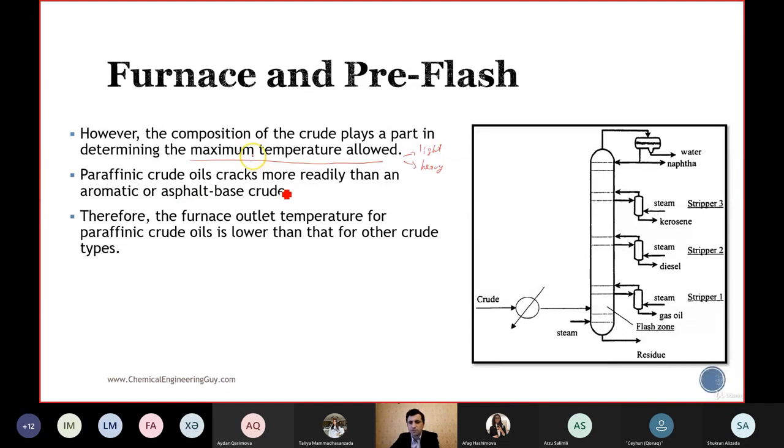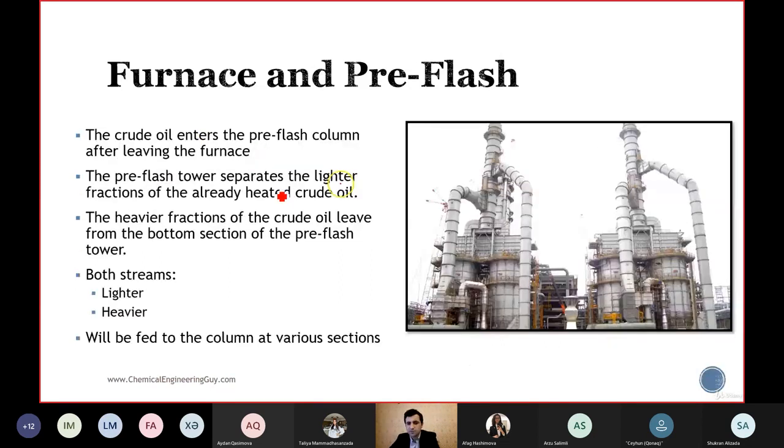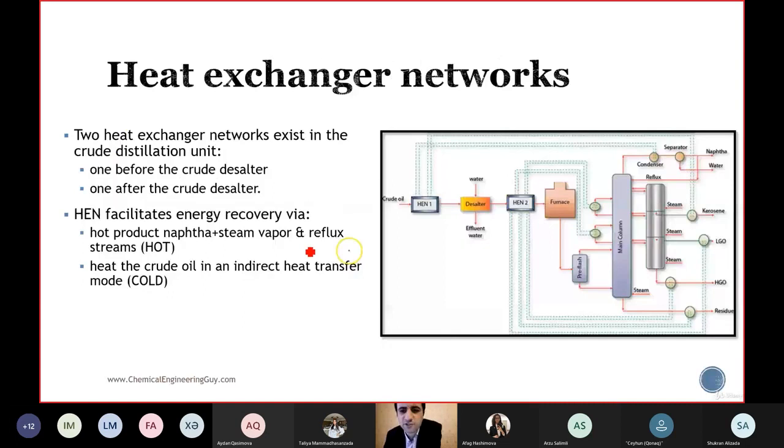Furnace and pre-flash: these are the furnaces, and these are the stacks. You can see the flue gases go up from here, and then leave the furnace in the stack to the atmosphere. The heavy fraction of the crude oil leaves from the bottom section of the pre-flash tower. I want to skip these parts and talk about the heat exchanger network.